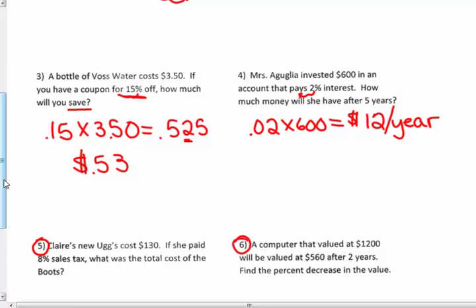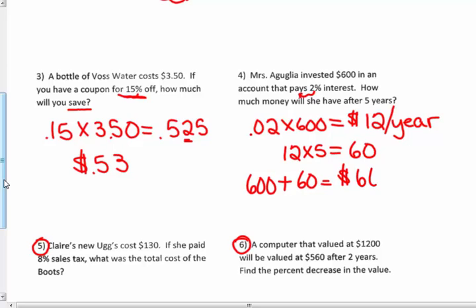For 5 years, how much money would I earn in interest? First of all, $12 for 1 year times 5 would be $60 in 5 years. So now my account would have my original $600 plus my $60 of interest, not very much after 5 years, would be $660. Mrs. Agulia would probably find an account with a better interest rate than that, but we'll just leave it like that. How much money will she have after 5 years?